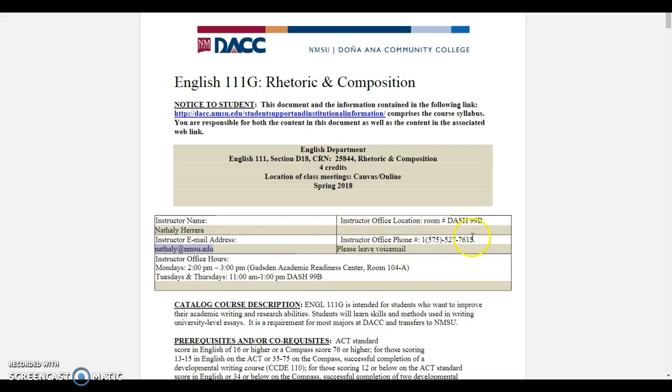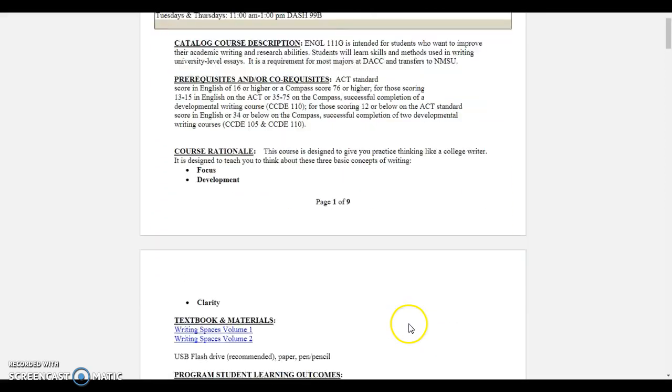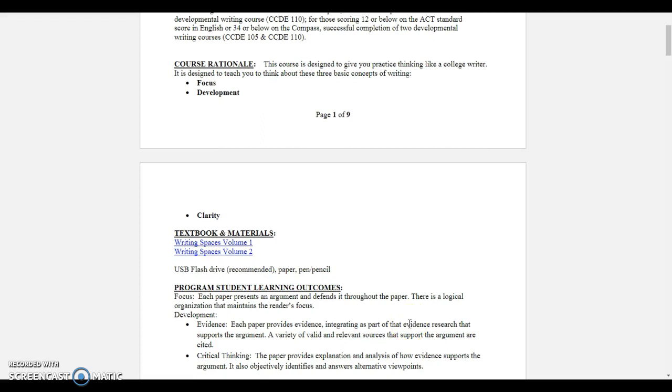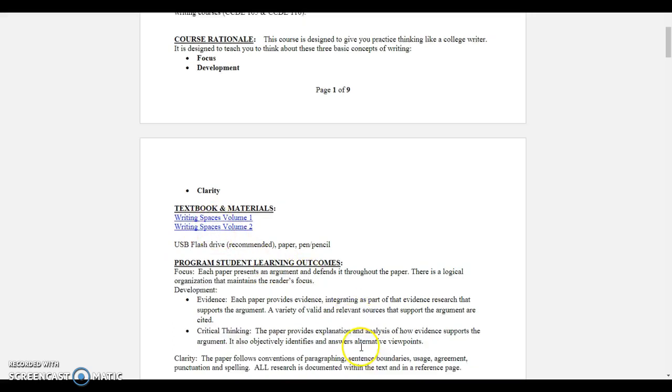Also, here we have my phone number. If you call my office phone, please go ahead and leave a voicemail, because my caller ID does not give me the name of the person that called. It just gives me the number. So please go ahead and leave a voicemail. That way that voicemail can be emailed to me and I can go ahead and get back to you as soon as possible. Over here we have the links to the textbooks.